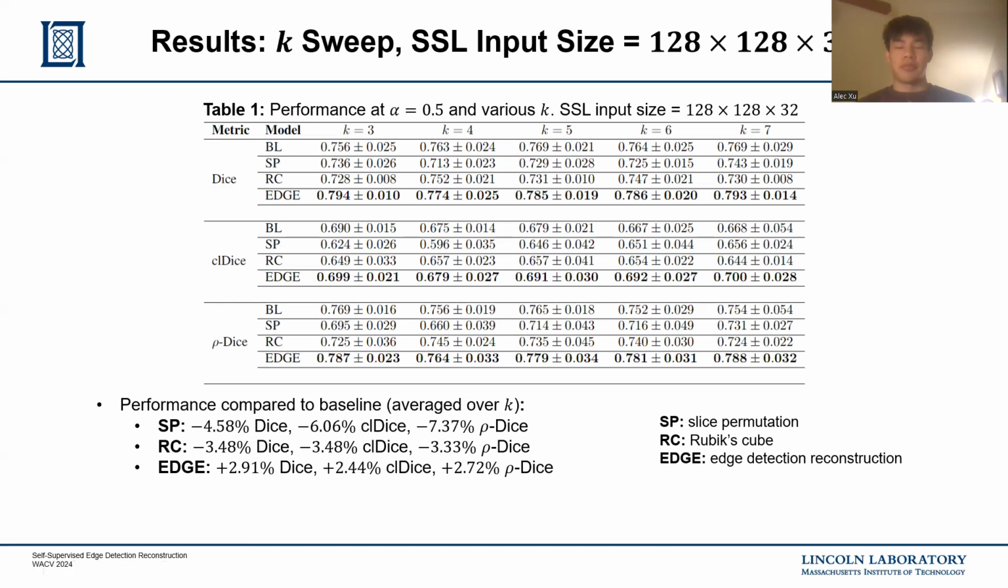So these are the results for sweeping through k using the smaller SSL size. And as you can see, our edge unit achieved the highest metrics out of all the models for each value of k. And out of all the SSL pre-trained models, it's the only one that performed better than the baseline model on average.